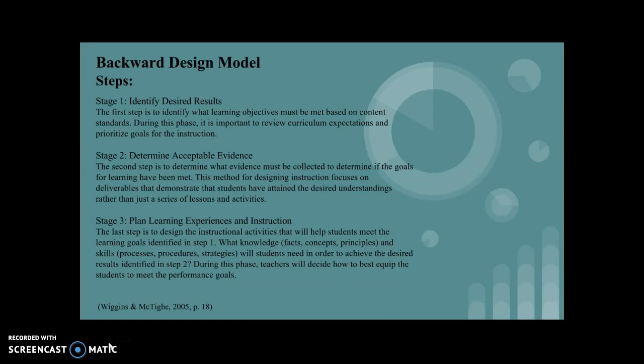There are 3 stages to the backward design model, and I'll go into more detail in later slides for each of these stages. But stage 1 is to identify the desired results. Stage 2 is to determine acceptable evidence, and stage 3 is to plan learning experiences and instruction to accomplish the desired results. You can pause the slide if you'd like to read this further, but as I said, I'm going to go into this more in detail in the next couple of slides.